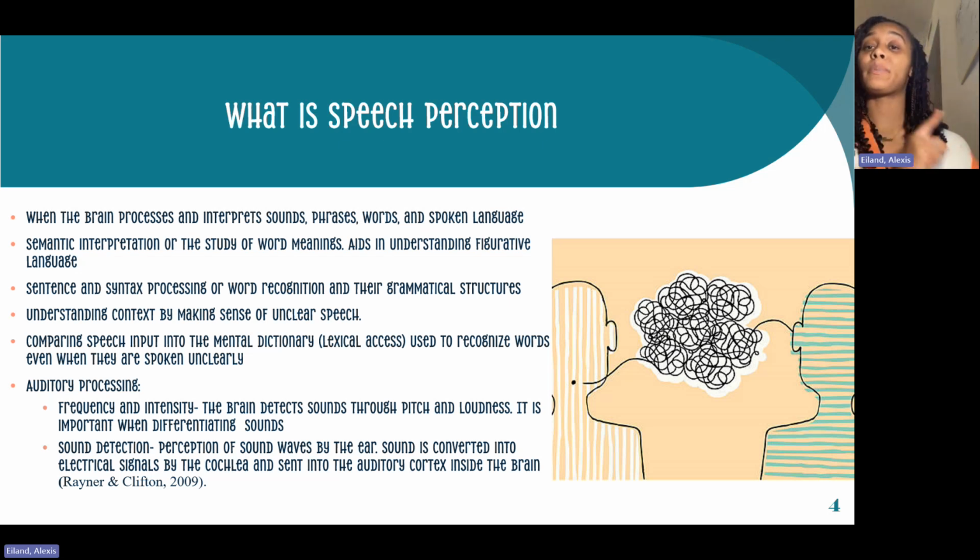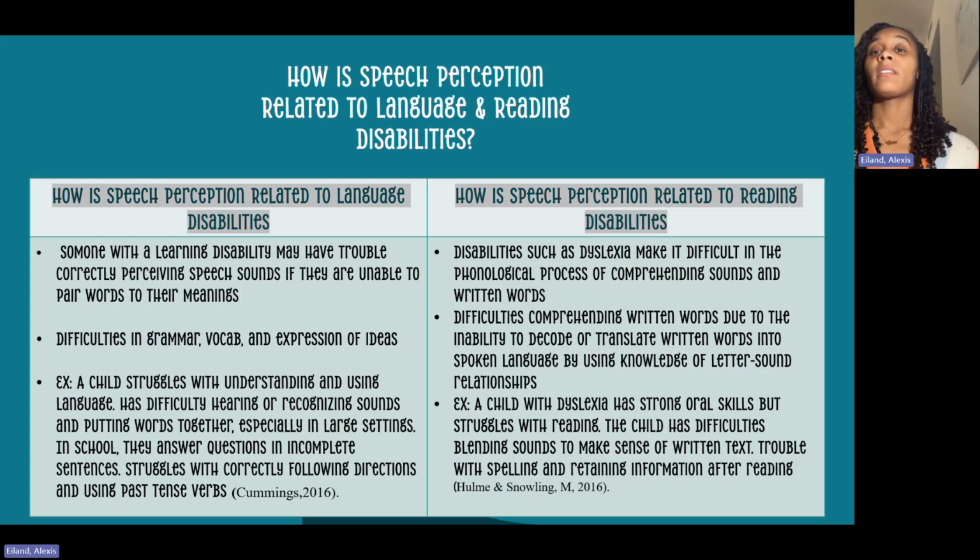So moving on to how speech perception goes into language and reading disabilities. So starting with language disabilities. Someone with a learning disability may have trouble correctly perceiving speech sounds if they are unable to pair words with their meanings, and also difficulties in grammar, vocabulary, and expression of an idea.